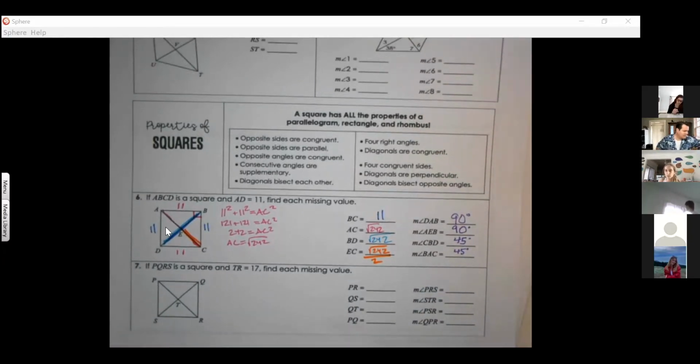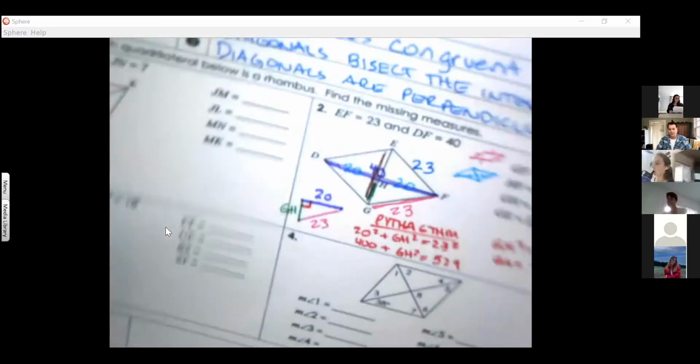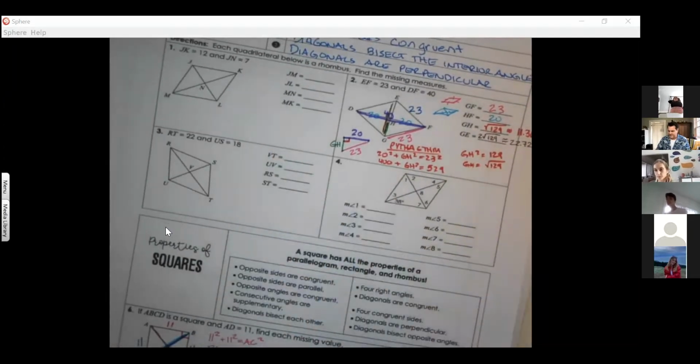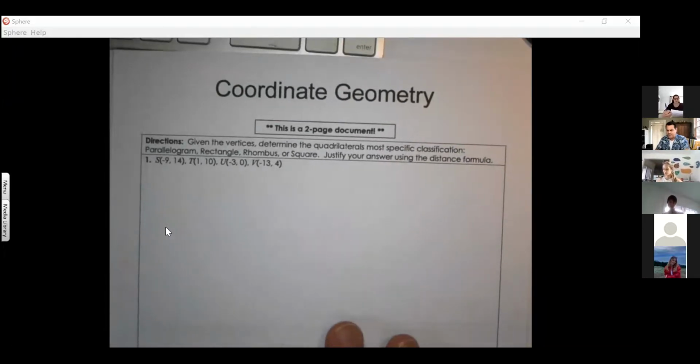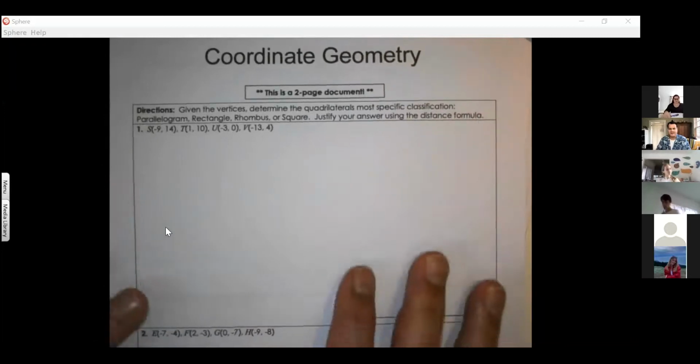Okay. Any questions on squares? Okay. Again, your homework will be to finish these up. So 1, 2, 3, 4, 5, 6, 7 problems here. And I want to introduce the coordinate geometry stuff now, and then I'll be able to put you in the breakout rooms for the remaining part of class to get started on this.